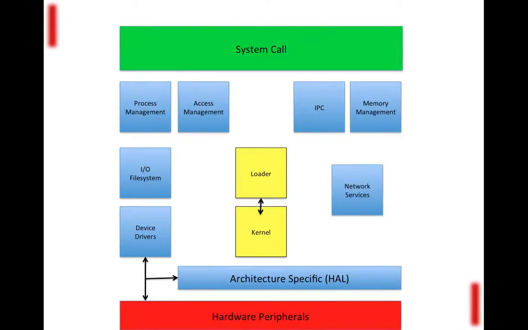So this is what the kernel looks like inside. Underneath is your hardware peripheral. The applications you work on, whatever you have seen in different languages, sit above the system calls. Above the system calls is the user space, and below is the kernel space. The kernel space consists of the process manager, memory management, IPC, file system, and device drivers. All this I'll discuss later.